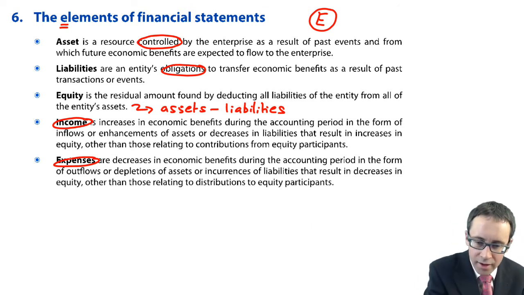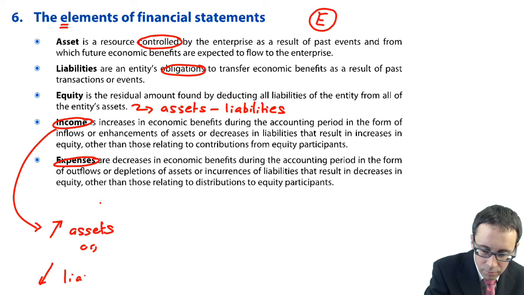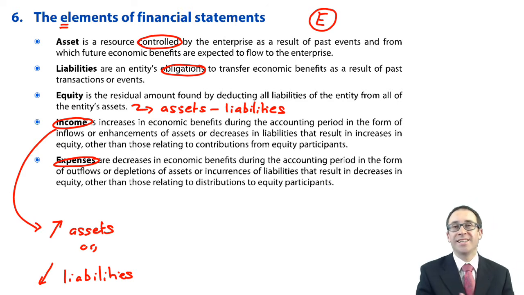Essentially, what you've got there is that your income derives from either an increase in your assets or a reduction in your liabilities. An increase in assets is a good thing, isn't it? So that's assets, okay, or income. A reduction in a liability, it's a good thing, isn't it? So again, that's like a little bit of income.